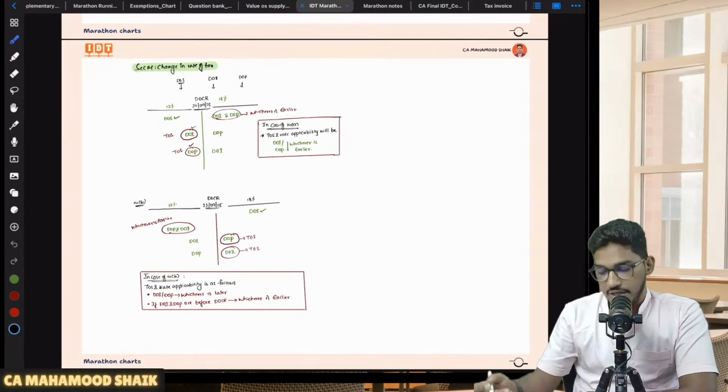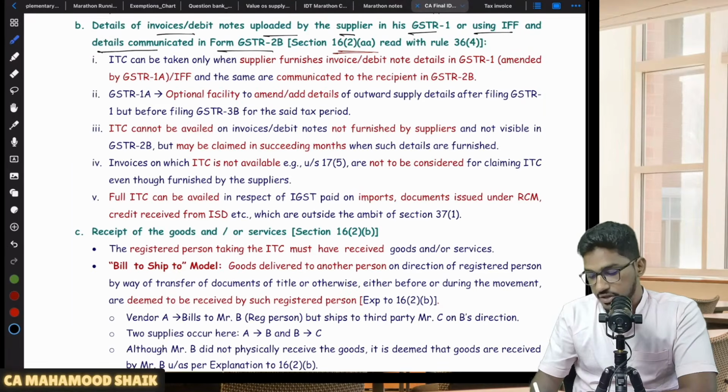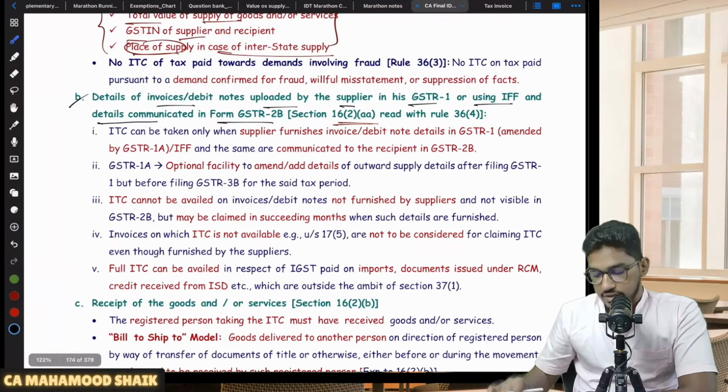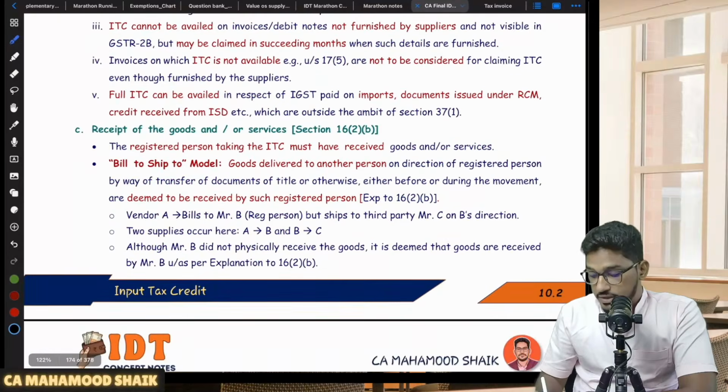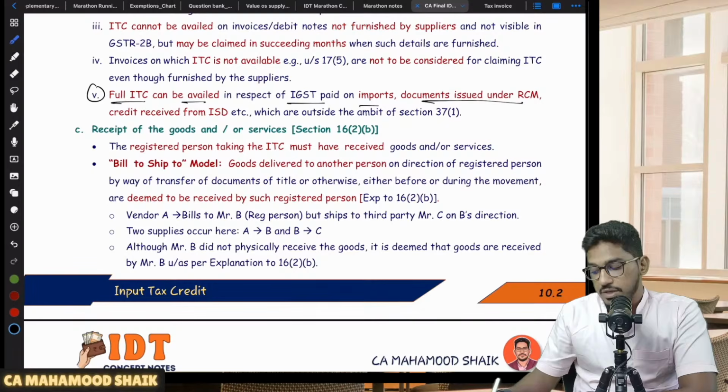Okay, right. So that's what they try to say here. That is the second condition. So first condition we have seen, second condition we have seen. And next, however, there is one exception here. Full ITC can be availed in respect of IGST paid on imports, documents issued under reverse charge mechanism, credits received from input service distributor, which are outside the ambit of 37(1).